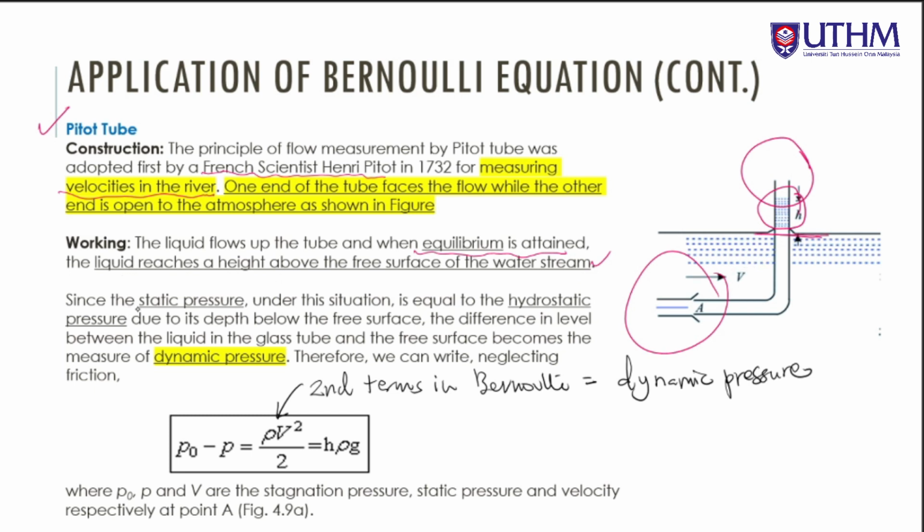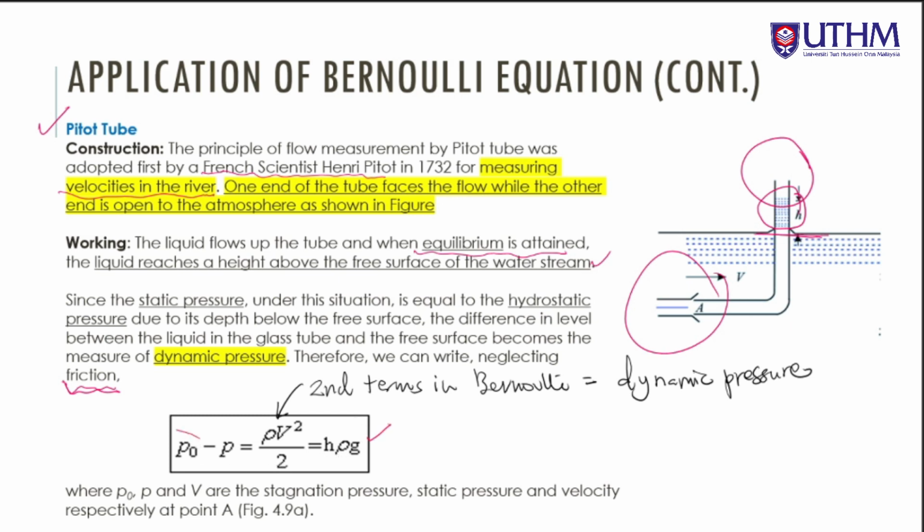And since the static pressure under this situation is equal to the hydrostatic pressure due to its depth below the free surface, the difference in level between liquid in the glass tube and the free surface becomes the measure of dynamic pressure, and therefore we can write by neglecting friction. Biasalah untuk Bernoulli usually kita akan neglect friction. P naught minus P equals rho V square over 2 equals rho gH.